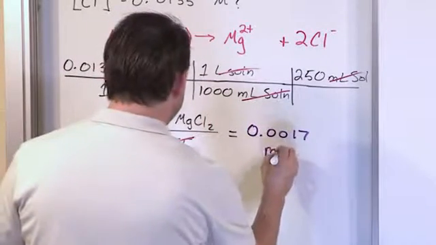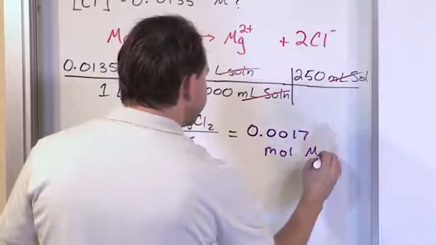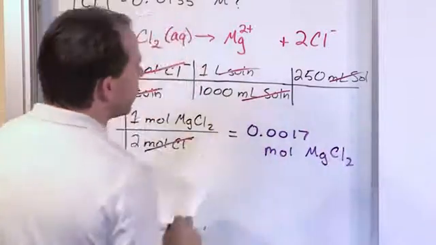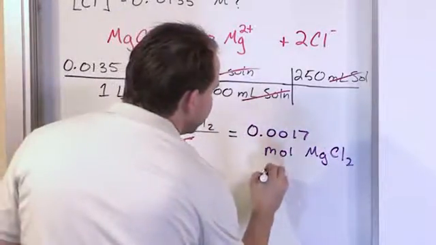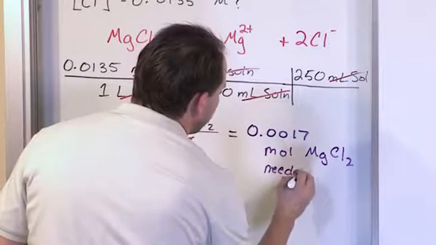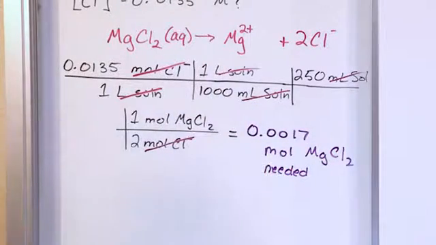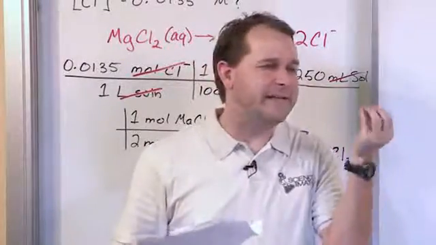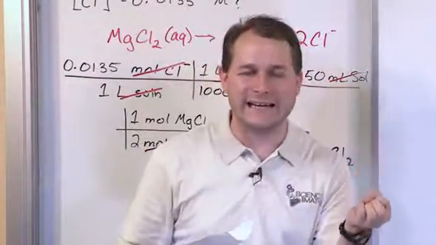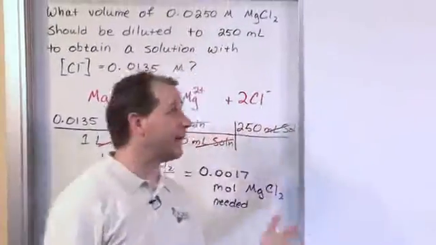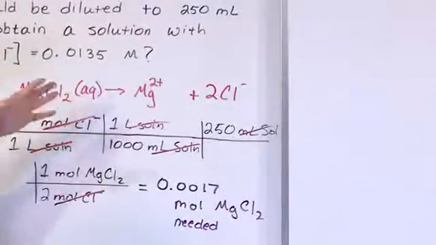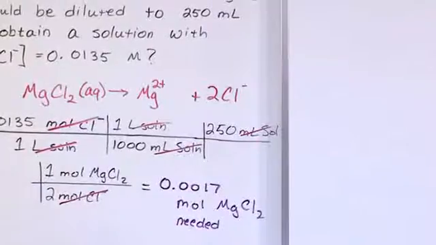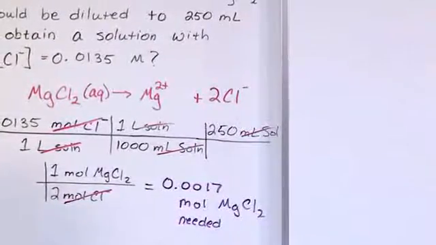0.0017 moles of magnesium chloride. And I'm going to put in the bottom needed. What I've really calculated is how many moles of magnesium chloride I really need in order to do this. Because ultimately, what you basically have figured out is this is how many moles of pure magnesium chloride I need. If I dilute it down to this level, then I'm going to get the chlorine ion concentration where I basically ended up with the problem at the end game there.